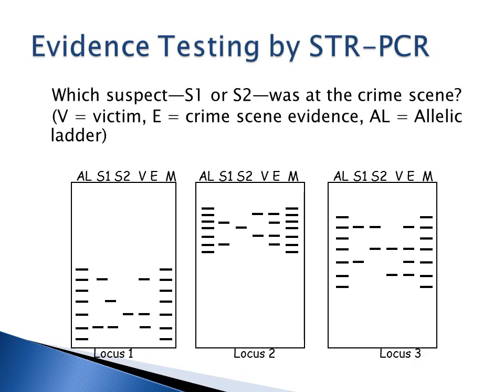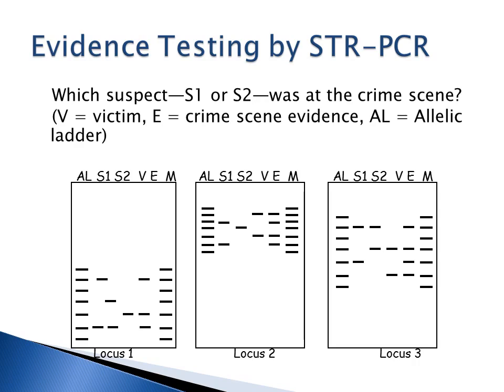So again, evidence testing by short tandem repeat PCR. Which suspect was at the crime scene? You have two different suspects. You have your victim, you have your crime scene evidence, and you have your allelic ladder.